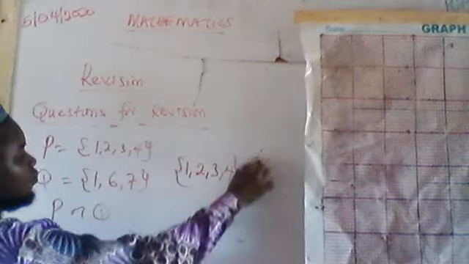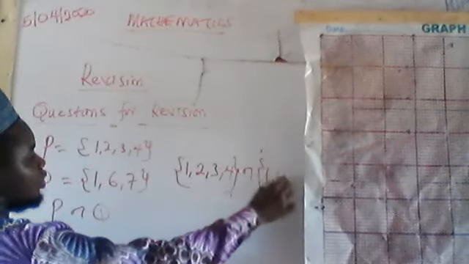And what are you to find? You are to list the elements in P intersection Q. So what are you going to have as your answer? If you look at it very well, what you are to do is list out the elements in P, where you have 1, 2, 3, 4. This is what you have there. Intersection of 1, 6, 7.